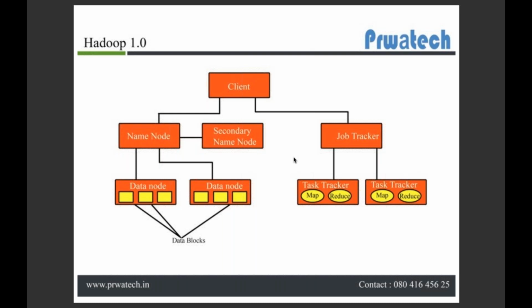Okay, this is the architecture, guys. This is the 1.x. This is the client. This is a name node. There's a secondary name node. There's a job tracker. So one challenge. Let's talk about the HDFS part, then we'll move into the data processing part. So in 1.x, we have in HDFS only one name node.